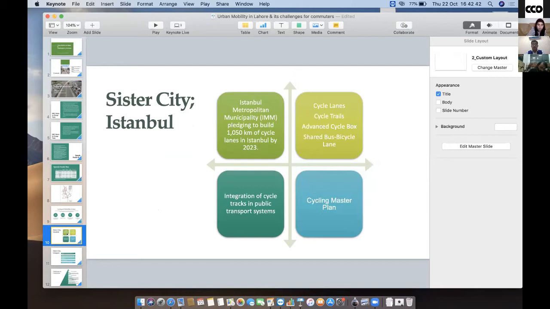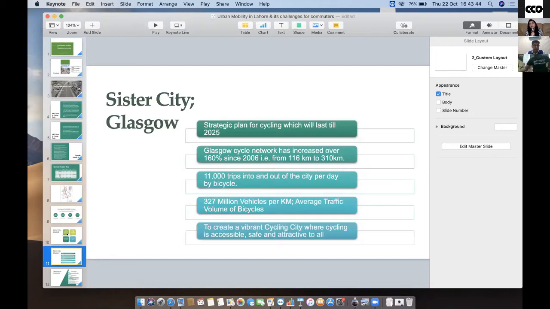We have compared the Lahore situation with Istanbul and Glasgow. In Istanbul, they started in 2006 to integrate pedestrianization in the cycle master plan. That comprised 1,050 kilometers of lanes all over Istanbul by 2023, and that includes cycle lanes, cycle trails, advanced cycle boxes, and shared bicycle lanes. The impact on the city of Istanbul is huge. Mostly the people have shifted. The businesses have gone much better, and the health of the citizens improved relatively high.